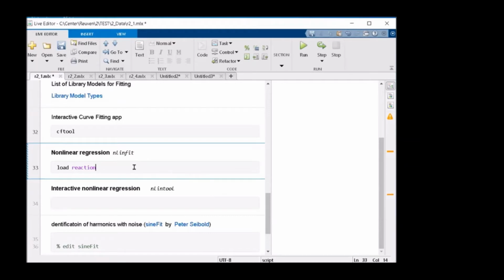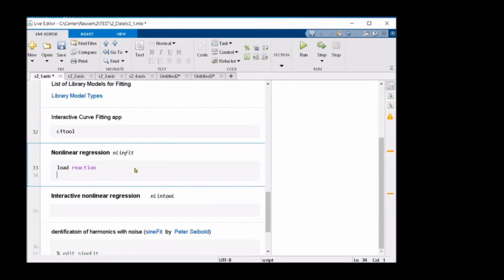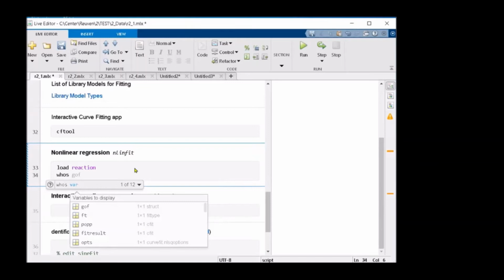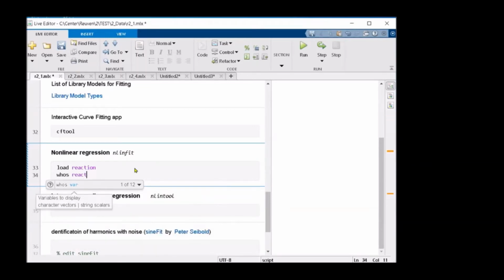Okay, let's continue. We take this file from Matlab. This is a good example, and we can see what is inside. There are a lot of things, but we need only 3 of them. We use the command whos, which can explain the variables themselves, their values, and their size. There is reactants, and also the rate and beta.